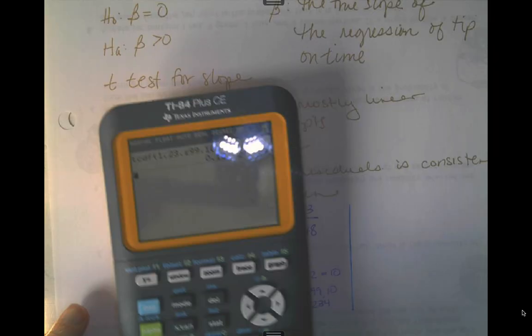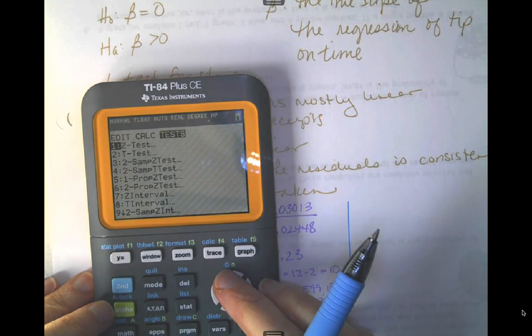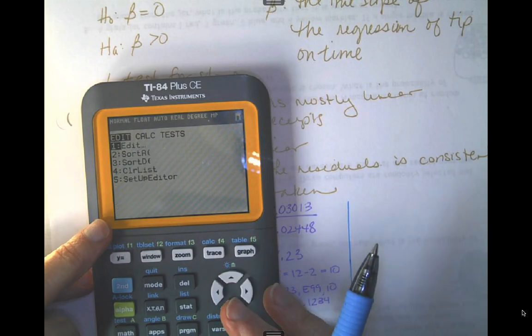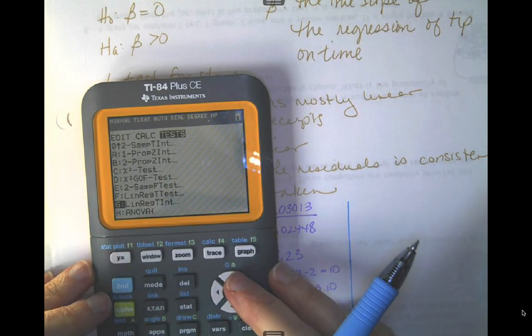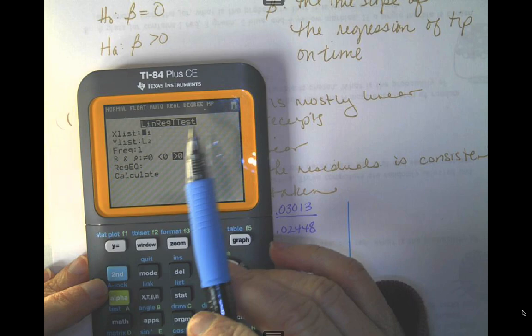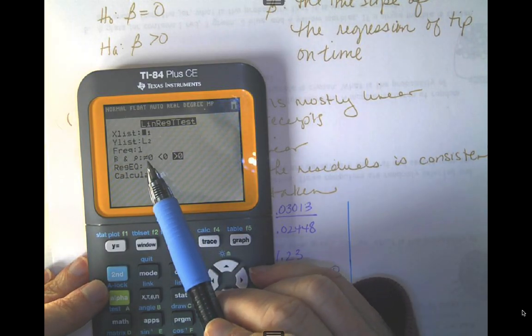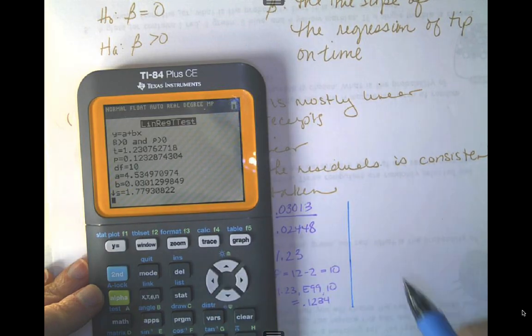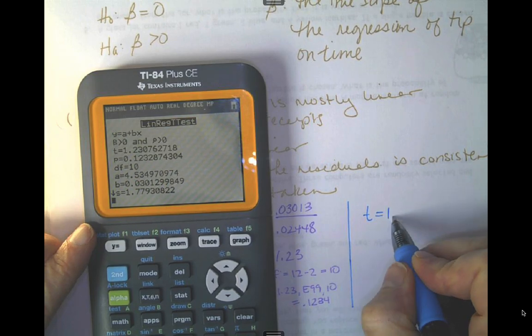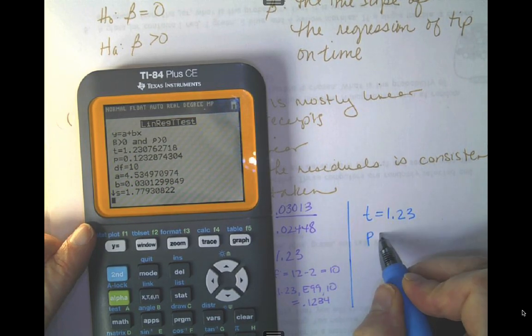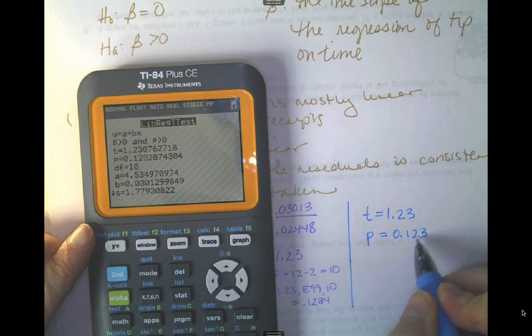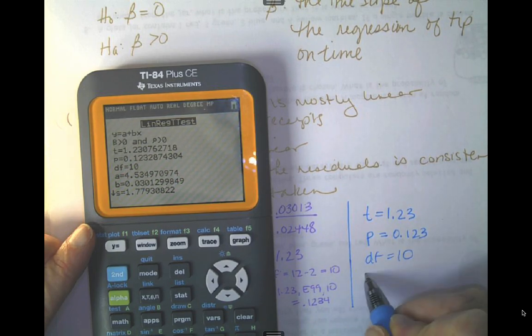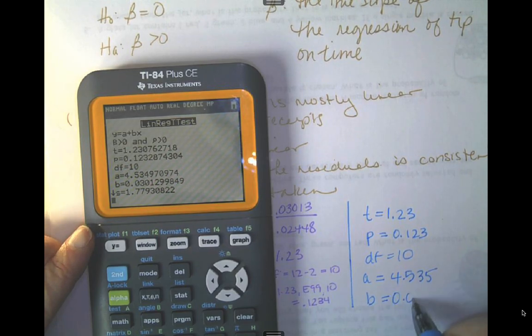So what I could do here, I can go to stat, over to tests, and I can go down to LINREG t-test. L1 is where my x's are, L2 is where my y's are. Frequency just stays blank. My HA is greater than regression equation. You can fill in if you want. You can also leave it blank. There's my test statistic. There's my p-value. Go ahead and give me the degrees of freedom and give me your intercept and your slope, just in case you typed in something wrong.